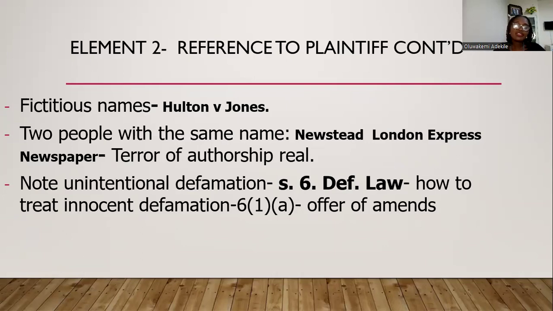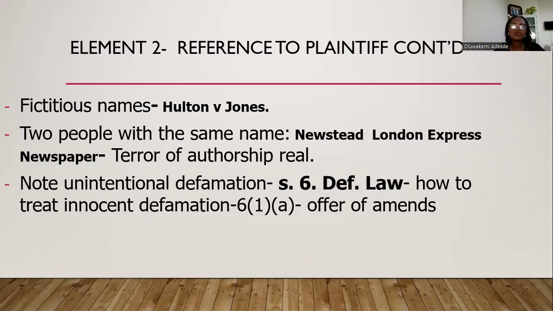And the usual remedy is to publish a retraction to say that this is not meant to refer to a particular person. But the general rule is that the person who has the same name as the fictitious name actually has a cause of action in defamation.